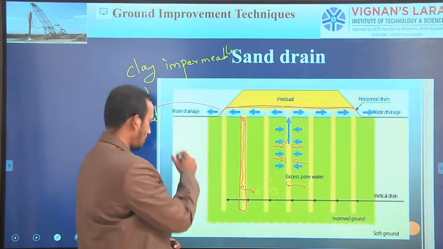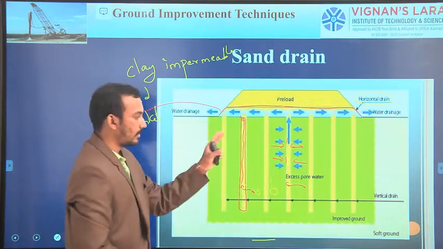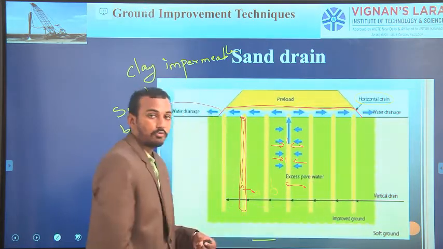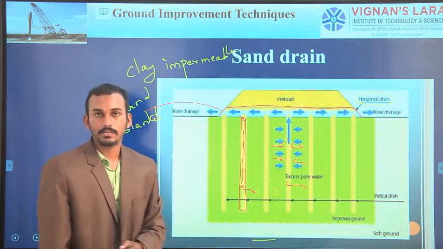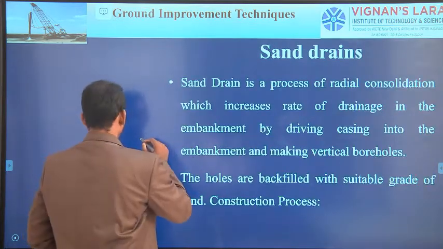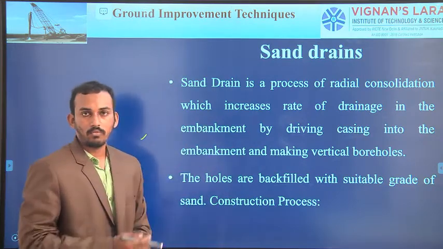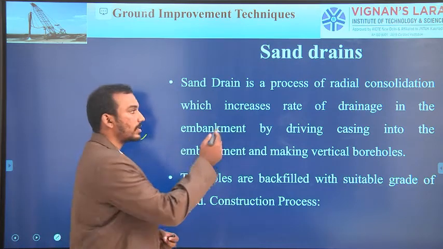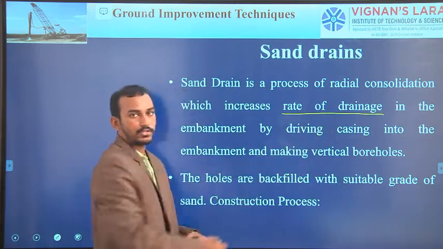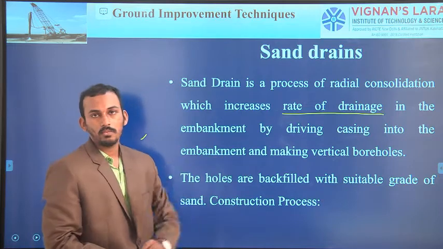See, this is the soft ground before the laying of sand drains. After laying the sand drains, all these green marks, all this green area is improved ground. Okay, we are improving its properties. So let's see point by point. The first one is sand drain is a process of radial consolidation. Radial means horizontal and vertical. Radial consolidation which increases the rate of drainage, or rate of consolidation. Drainage means the water is coming out of the soil. That is another name for consolidation.